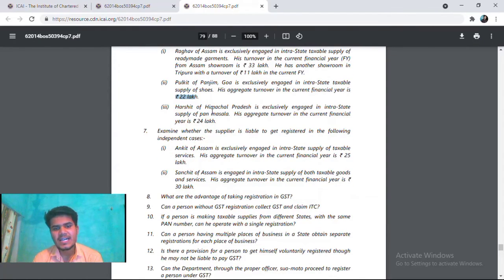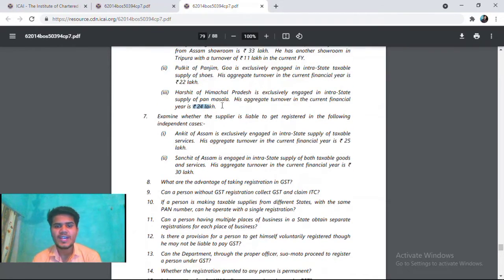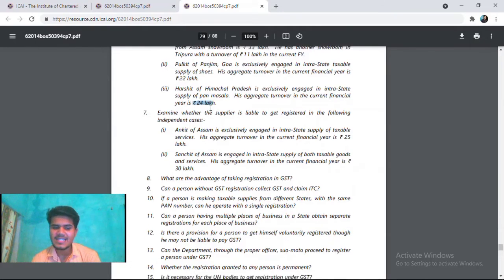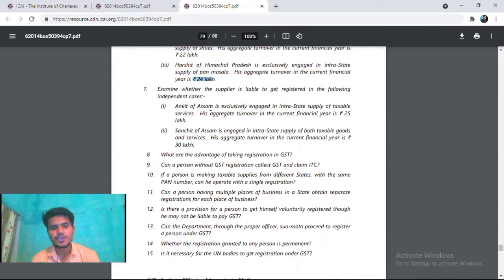Okay. Next, Harshit of Himachal Pradesh is exclusively engaged in inter-state supply of pan masala. Pan masala is a tip supply, and we can't claim the exemption of 40 lakh rupees in case of tip. Okay. So here Harshit is excluded from the exemption of 40 lakh rupees, and he is required to take registration, because for Himachal Pradesh the applicable threshold is 20 lakh rupees, so his turnover exceeds 20 lakh rupees, hence he is required to take registration.